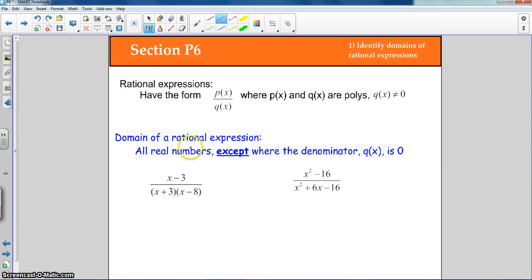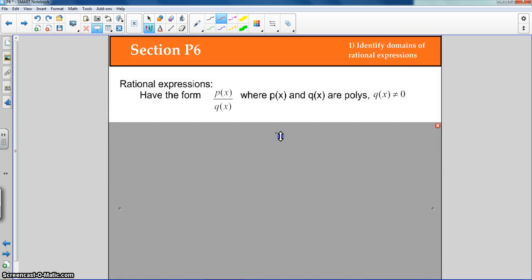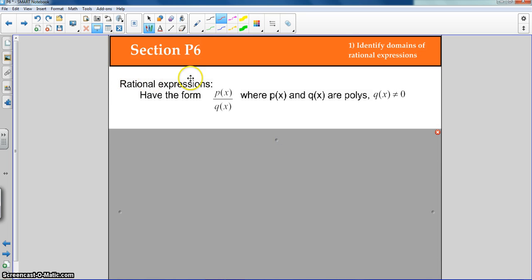Alright, so that was a basic review of operations with fractions, and now what we're going to do for the rest of this video is talk about domain of a rational expression. Okay, so first of all, let me cover this up. Rational expressions is where you have a polynomial over another polynomial. Okay, and specifically q of x, the polynomial in the denominator, cannot be the 0 polynomial, or just cannot be 0. Okay, mainly because you can't divide by 0.